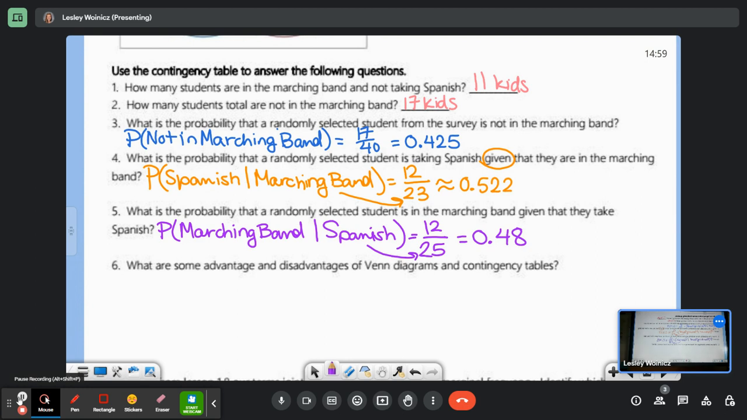So, the frequency tables have those really helpful totals, so we don't have to do all that annoying adding and subtracting on the fly, right? They're just given to us. The Venn diagrams do what? They give us the totals categories. Okay, well, that's like a disadvantage. So what is an advantage of a Venn diagram?